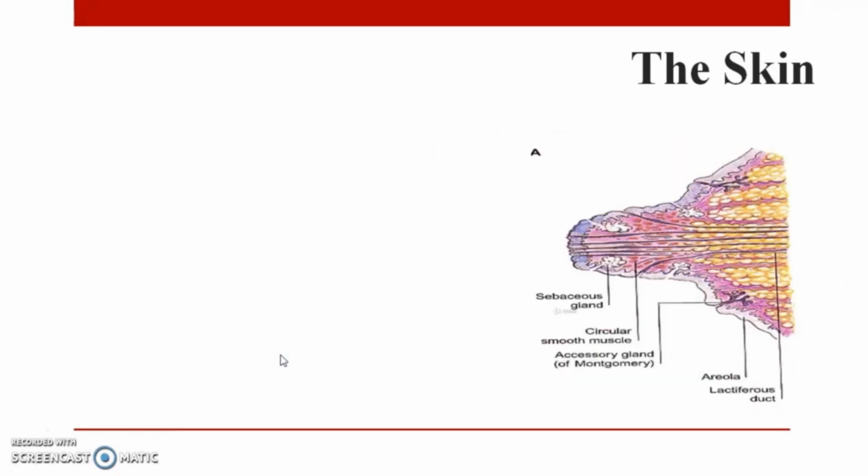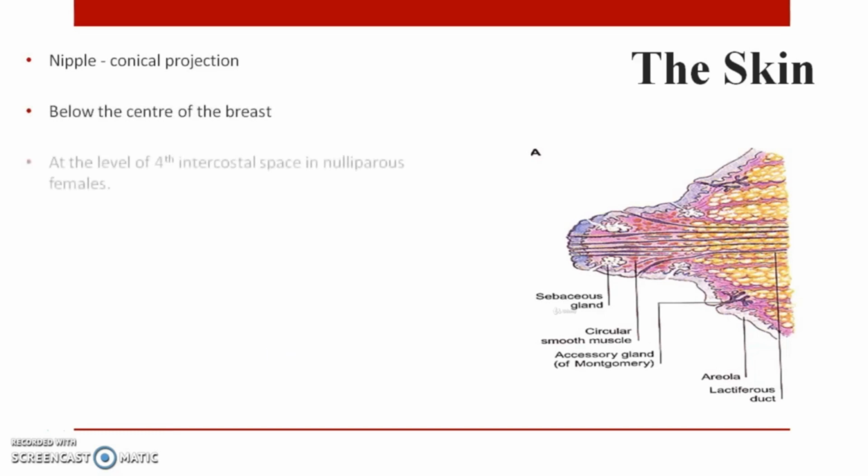Above the skin, we have features such as the nipple. The nipple is nothing but a conical projection, present just below the center of the breast. The nipple position is not in the center, it is just below the center of the breast, and it is present at the level of the fourth intercostal space in a nulliparous female. You might know nulliparous means a person who has not given birth yet. So in nulliparous females the nipple will be seen at the fourth intercostal space, and it is an erectile tissue which is richly supplied with nerves.